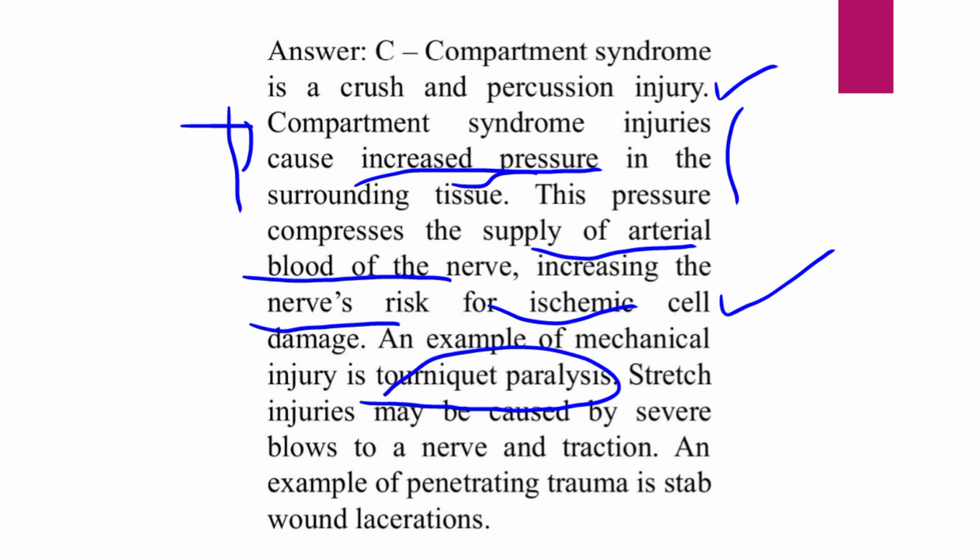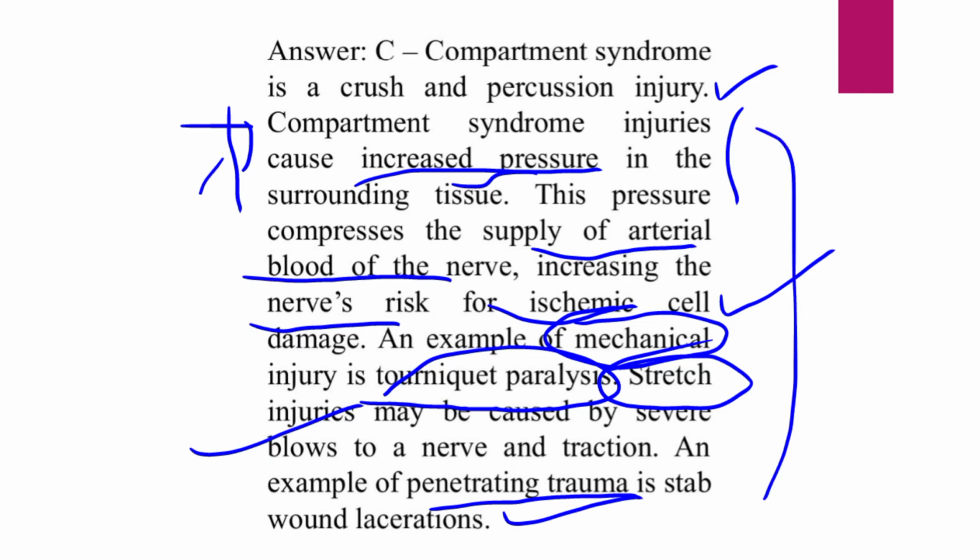Stretch injuries may be caused by a severe blow to the nerve or any kind of traction. Mechanical injuries are due to corset or tourniquet, and stretch injuries are due to a blow to the nerve and traction. An example of penetrating trauma is a stab wound or laceration. If there is a sharp cut, this can cause compartment syndrome.